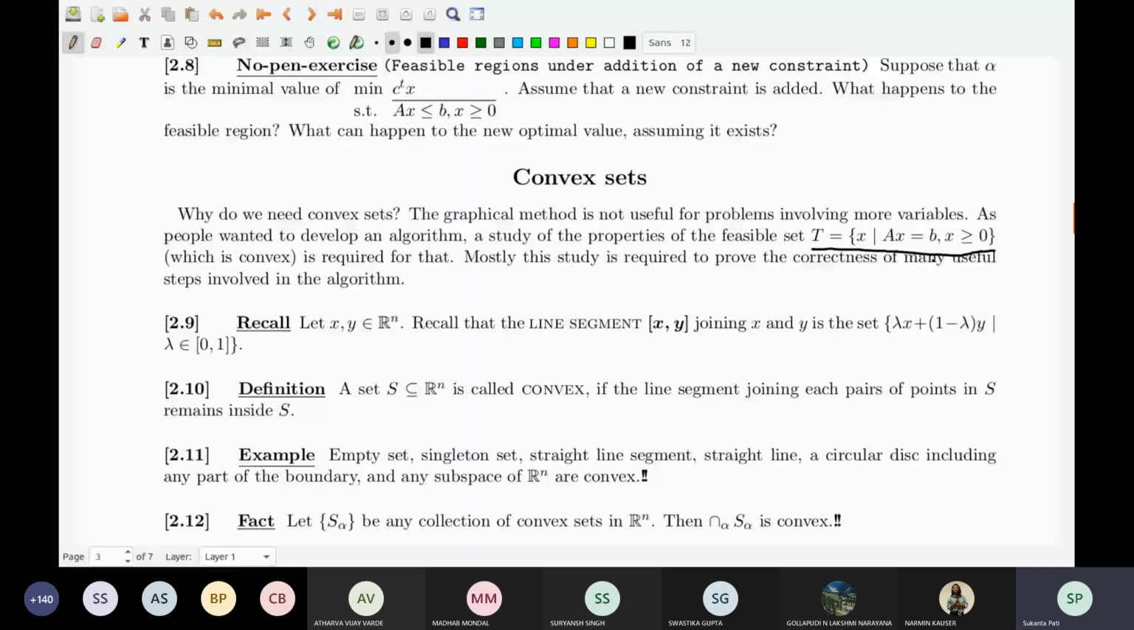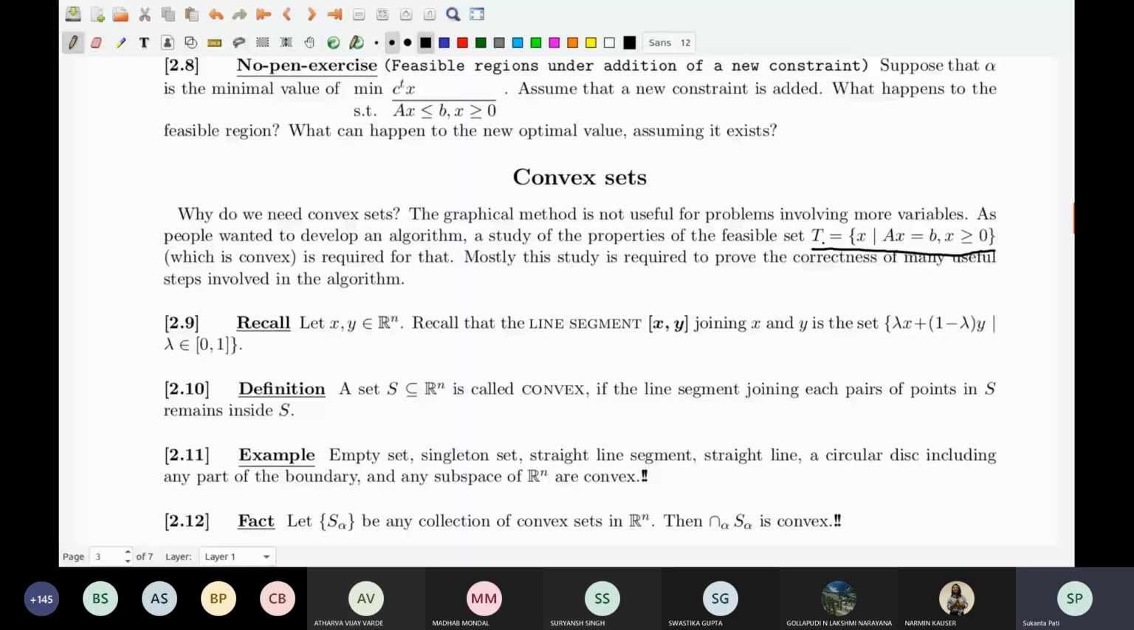Whenever a person is interested in developing some kind of algorithm for whatever problem they are considering, the first thing one has to do is to study that problem, to study that set and the properties of the functions, many things. So here we shall study some properties of this feasible set, and the first property that we will know is that this is a convex set.